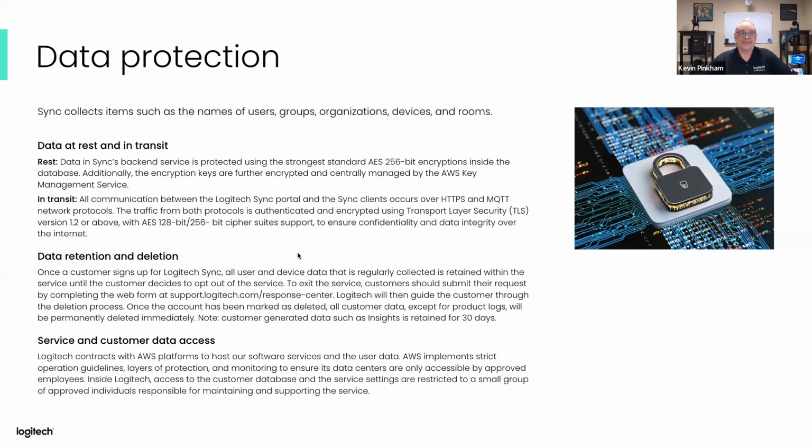Okay, so data protection is next. The type of data that Sync collects is names of the users, the groups, the organizations, devices, rooms. I am very happy when I'm filling out a security assessment that it does not say credit cards and social security numbers up there. Right, we have some pretty basic information to collect. We do a very good job at protecting it.